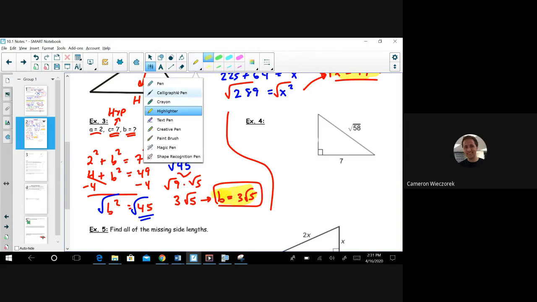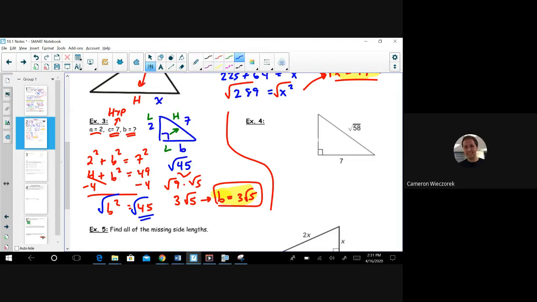Example 4, first thing I'm going to do, I'm going to label. Here's my right angle, across from it must be the hypotenuse. And so I have a leg that's missing, I'm going to call that x, leg, leg. Setting up the Pythagorean theorem here, leg squared plus other leg squared needs to equal hypotenuse squared. So I'm squaring not 58, I'm squaring rad 58. So this takes us back to the last section. I'm going to get x squared plus 49.